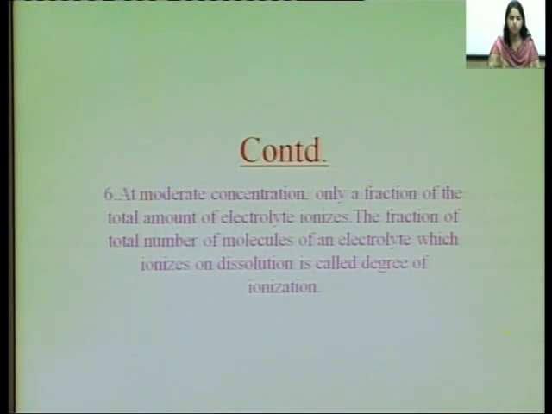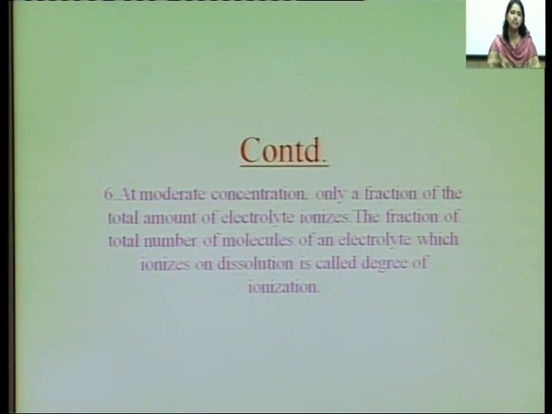So, the conductivity depends on the number of ions also. The next postulate which he gave is that at moderate concentration only a fraction of the total amount of electrolyte ionizes. The fraction of the total number of molecules of an electrolyte which ionizes on dissolution is called the degree of ionization.